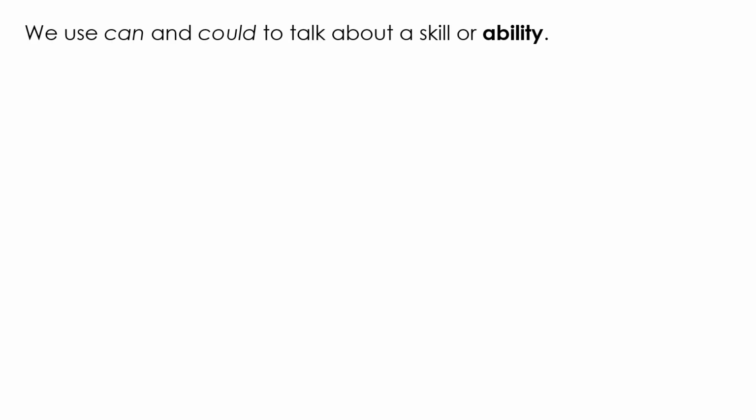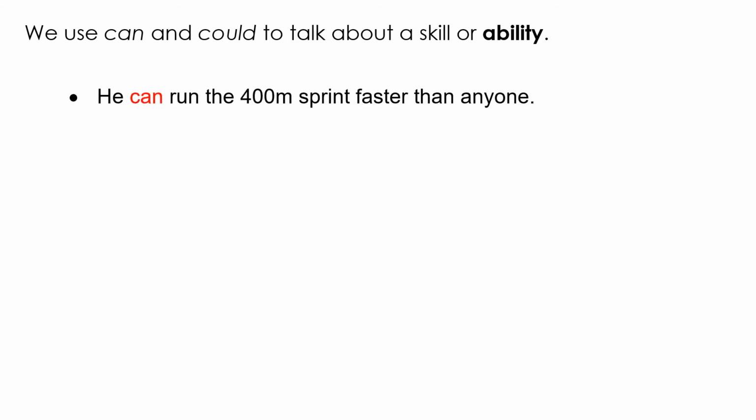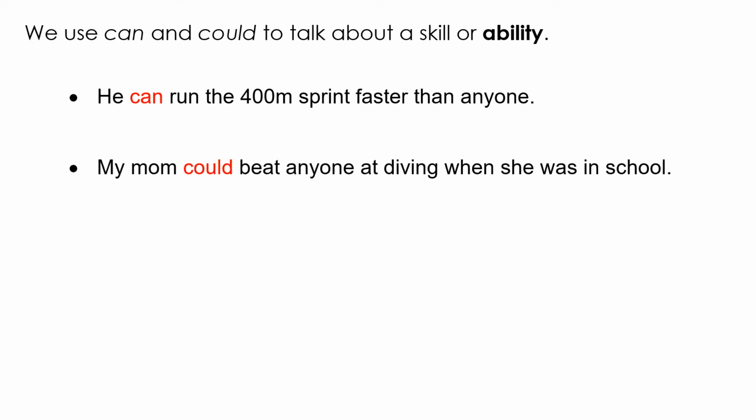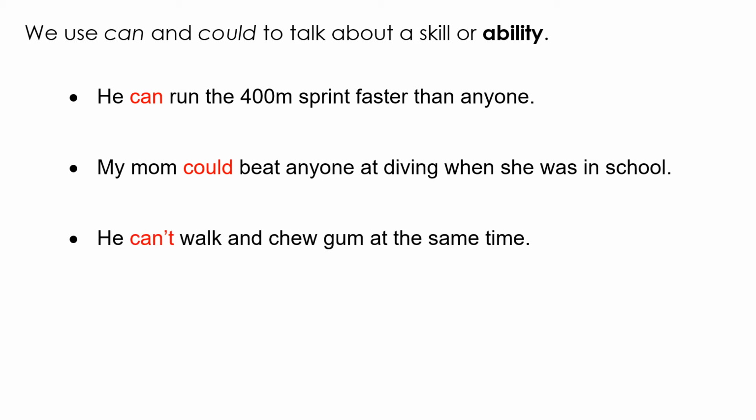We use can and could to talk about a skill or ability. He can run the 400-meter sprint faster than anyone. My mom could beat anyone at diving when she was at school. He can't walk and chew gum at the same time.